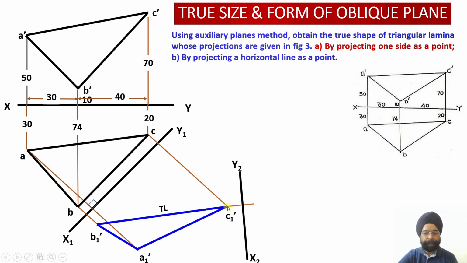Now in the second step, I am going to extend this true length, and after extending it, keeping a distance of around 1 centimeter or 10 millimeter, I will draw the second auxiliary plane perpendicular to this true length extension over there. So this is the true length. I have extended the true length. Now I will draw a perpendicular over here, and this perpendicular will give me my second auxiliary plane.